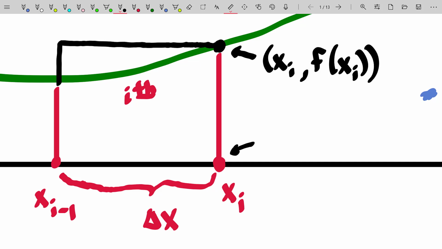Obviously, that's an over approximation. It's not always going to be the case that right endpoints give over approximations. It's just when the curve is increasing, it is an over approximation. When the curve is decreasing, it's an under approximation.